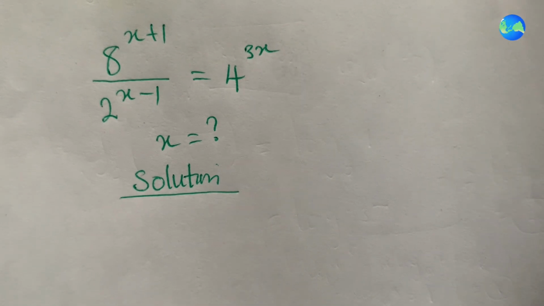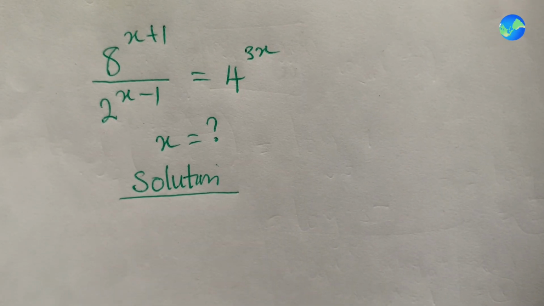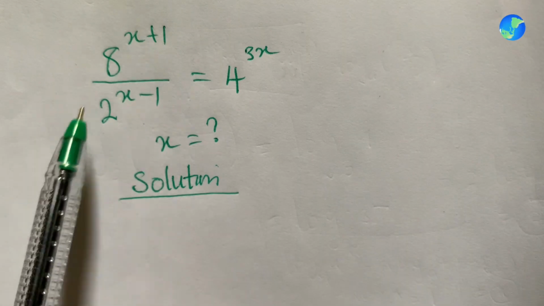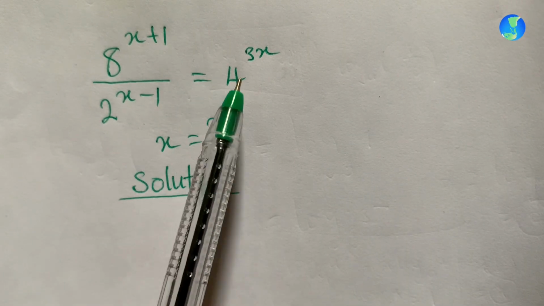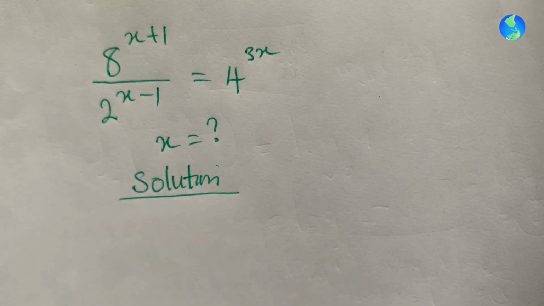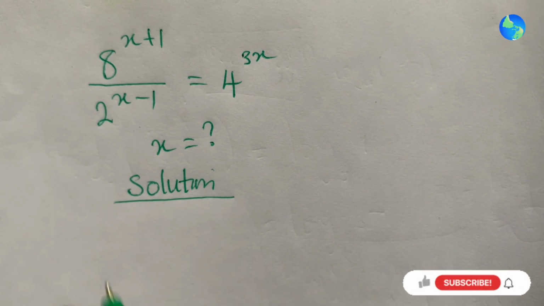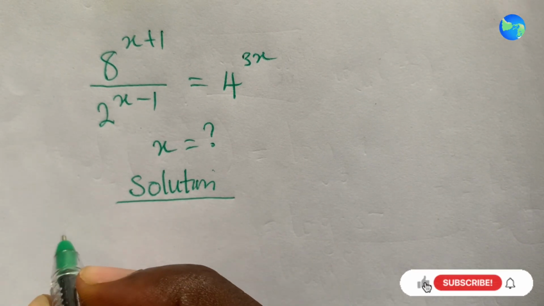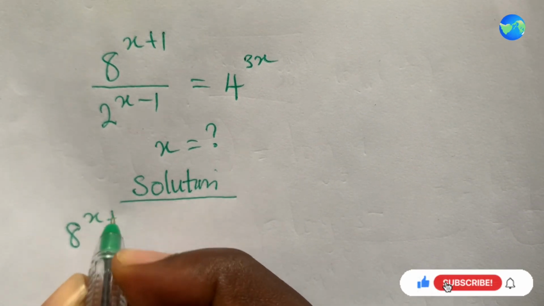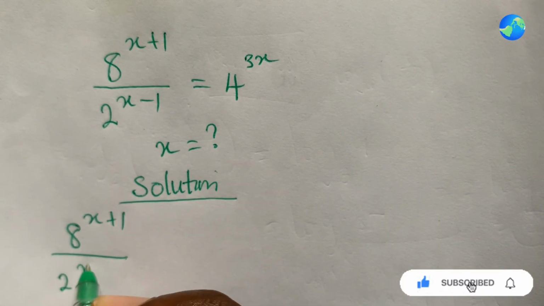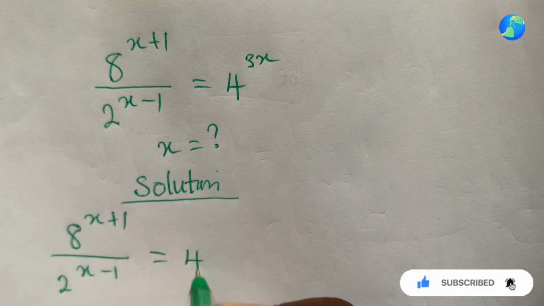Hello guys, in today's episode we have a very interesting question to tackle, which is 8^(x+1) over 2^(x-1) equals 4^(3x). We are told to calculate the value of x, right? So to do this, let's see what we can do here. Let me just rewrite. This is 8^(x+1) over 2^(x-1) equals 4^(3x).